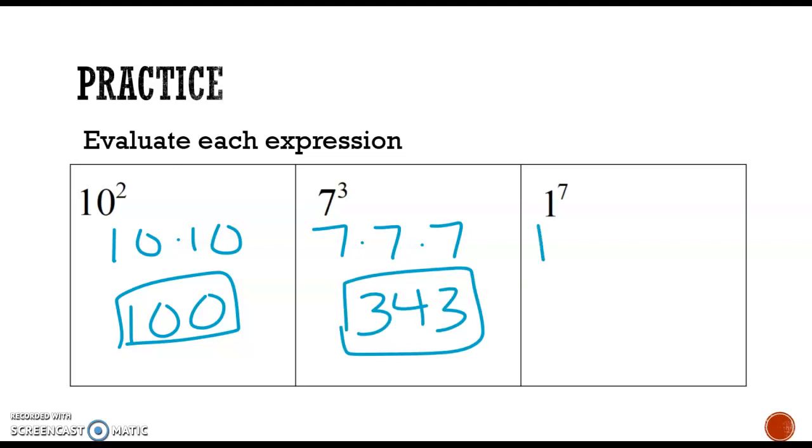1 to the 7th means we are writing out ones 7 times. And we are multiplying those together. No matter how many ones we wrote down, the answer is still 1.